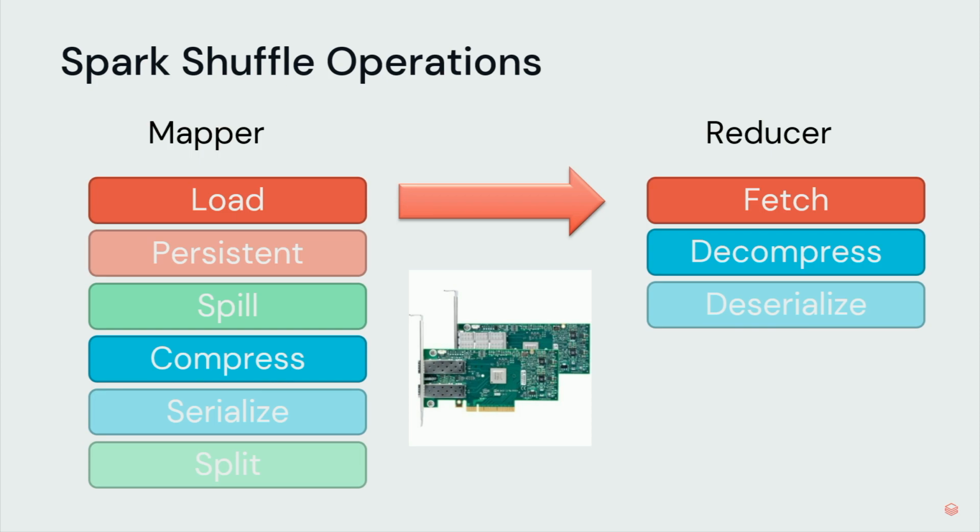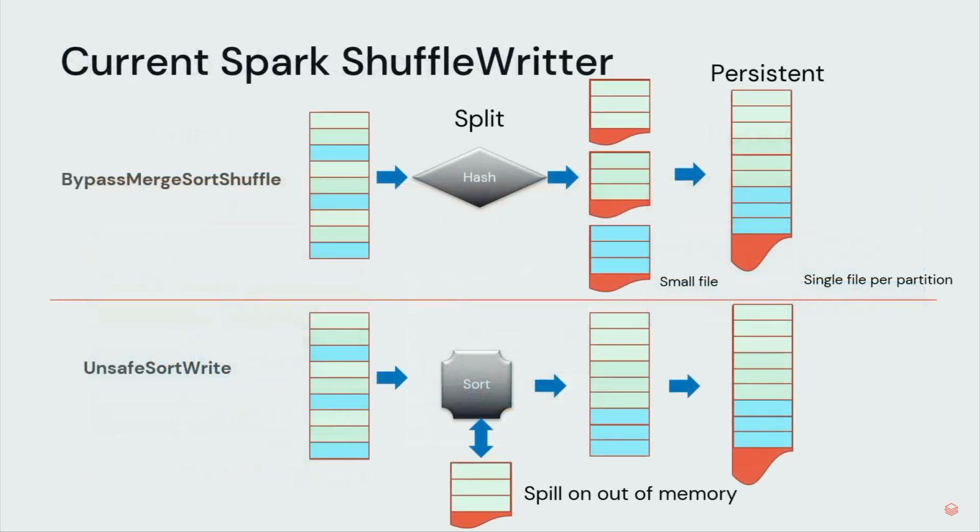And when the reducer side reads the data, the mapper side needs to load the data from disk, then send the data through the network. And then the reducer fetches the data and does the decompress, and then the deserialize, and then gets the internal row format or the columnar format and starts the reducer pipeline. So this is how the operations happen in the shuffle.